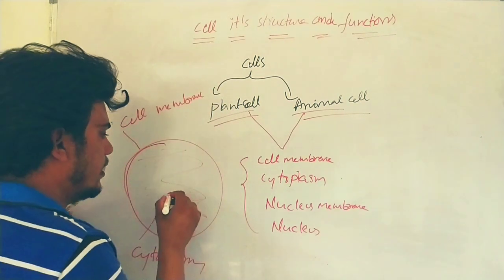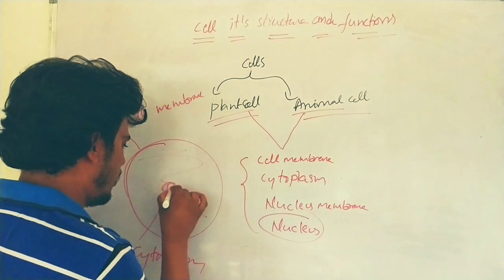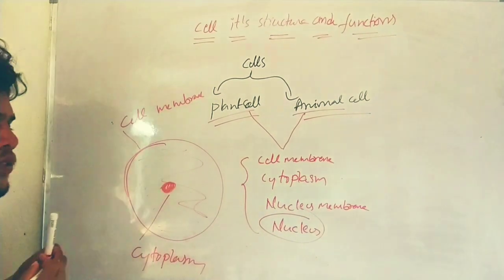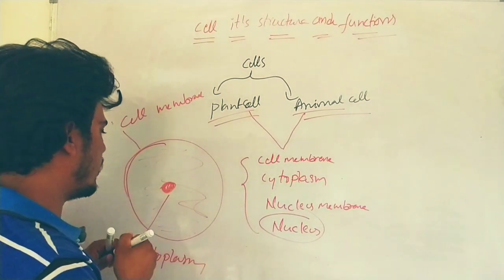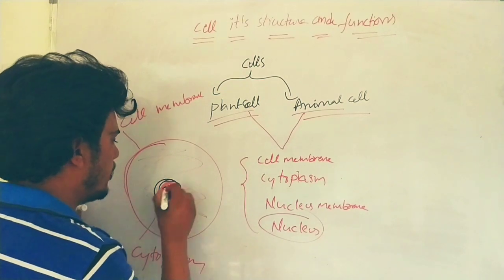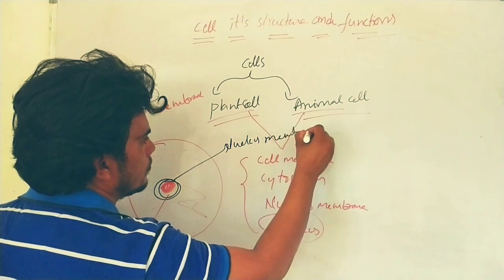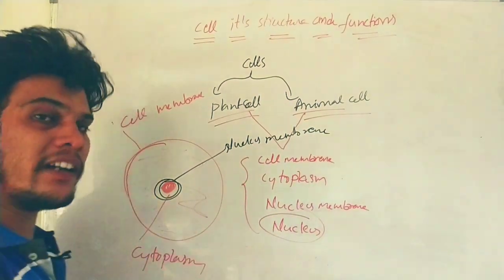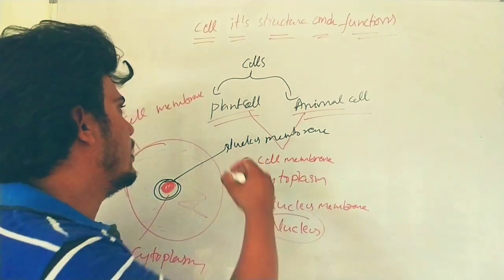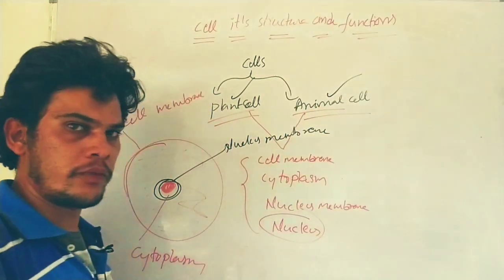At the center of the cell there is a nucleus. Around this nucleus there is a membrane. That membrane is called the nucleus membrane. These are the common parts. These are the main parts in plant cells as well as in animal cells.